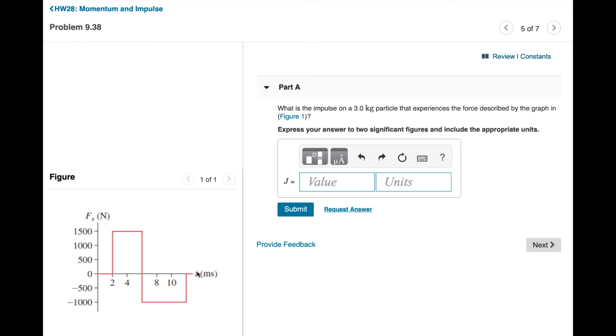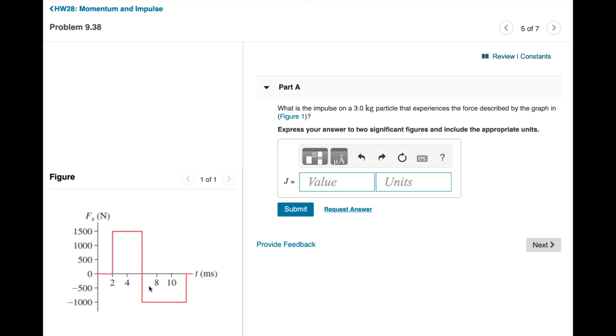You should be very careful. This is milliseconds on the time axis. I think a lot of folks will trip up and get it wrong because this graph is in milliseconds, which is 10 to the minus 3 seconds. So here it's 2 milliseconds wide and 1,500 newtons high. You simply multiply and you get that positive impulse.